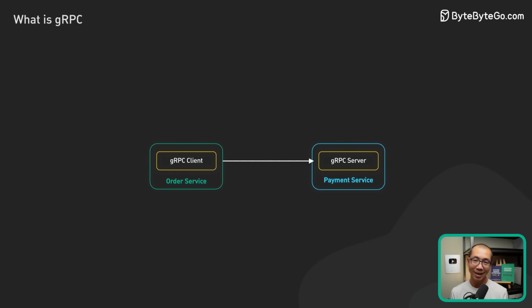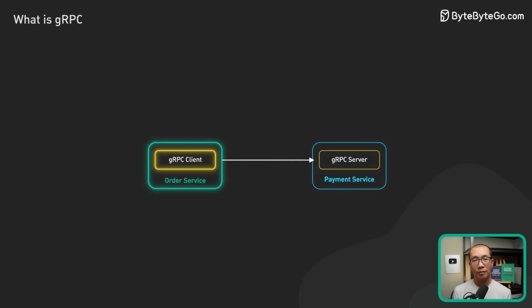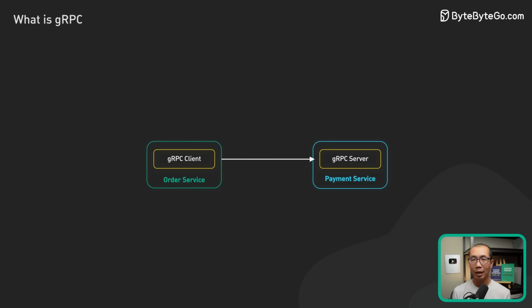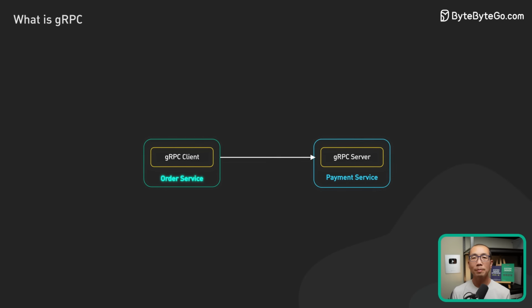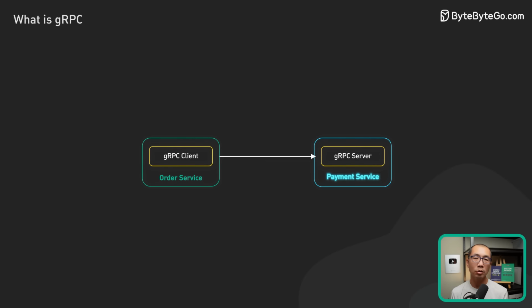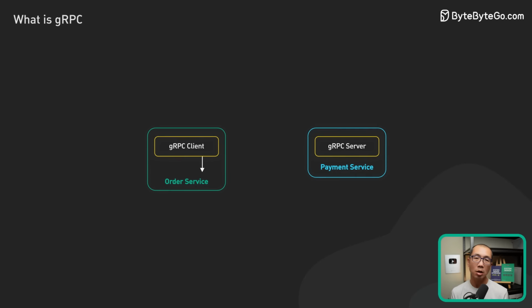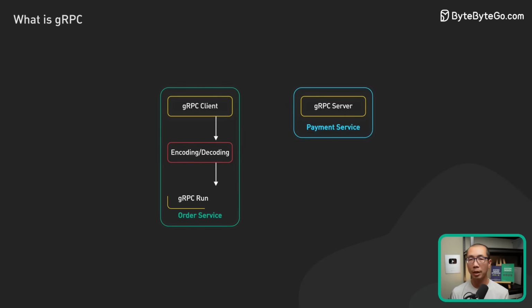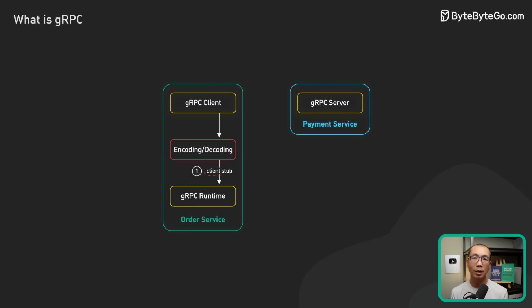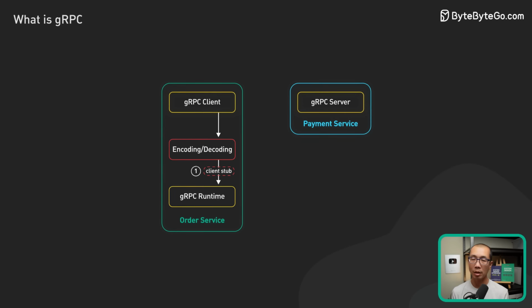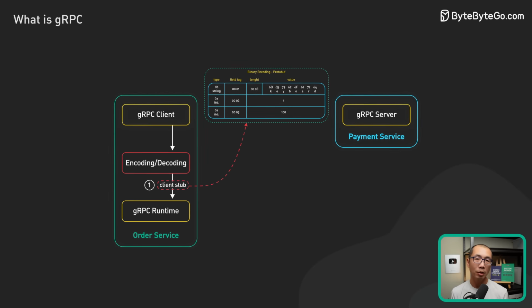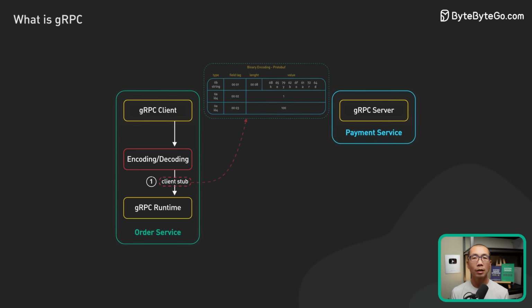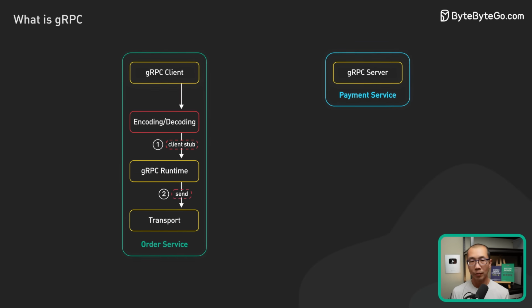To understand how gRPC works, let's walk through a typical flow from a gRPC client to a gRPC server. In this example, the order service is the gRPC client, and the payment service is the gRPC server. When the order service makes a gRPC call to the payment service, it invokes the client code generated by gRPC tooling at build time. This generated client code is called a client stub.